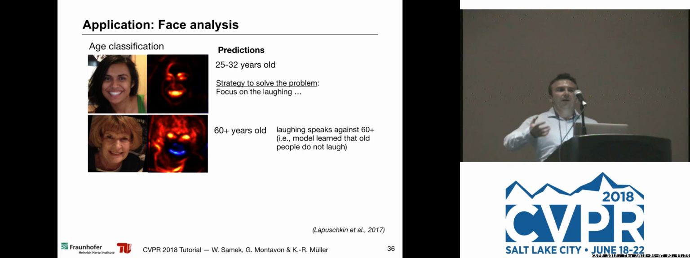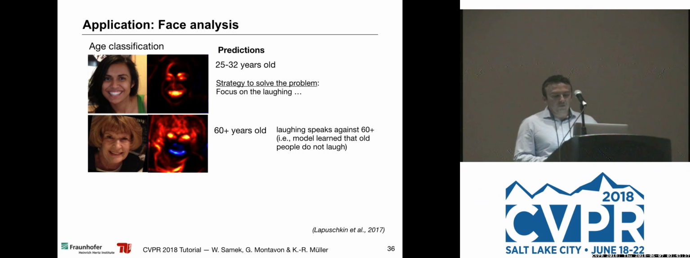So laughing supports this classification, that she's young, she belongs to the category 25 to 32, whereas for this older woman, laughing speaks against this classification. In other words, the model learns that old people don't laugh, because if old people laugh, then it speaks against being old in some sense, which is a clear bias in the data set. And you won't be able to recognize it if you don't have those heat maps, if you don't have access to this information about what these models really learned.